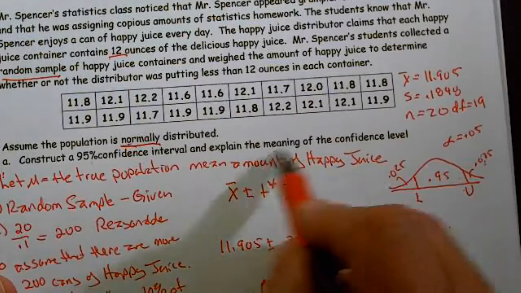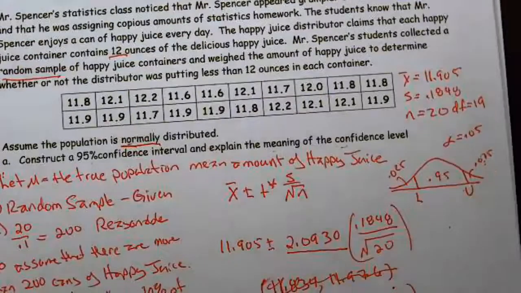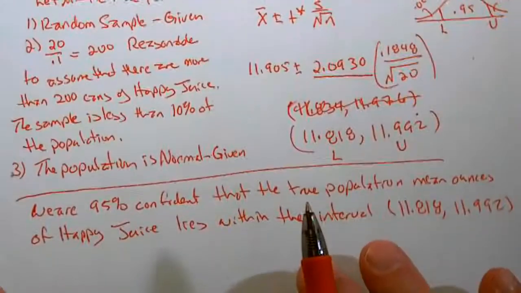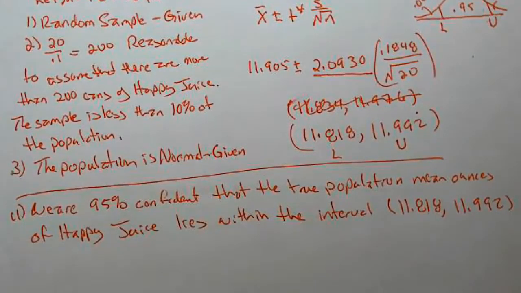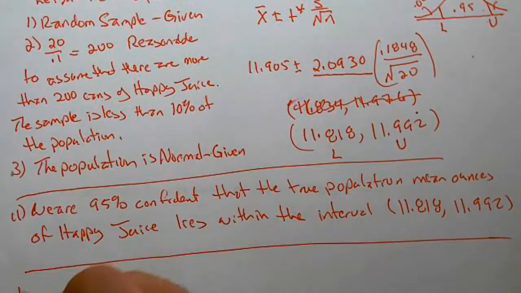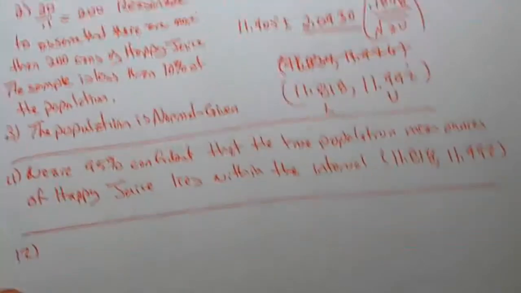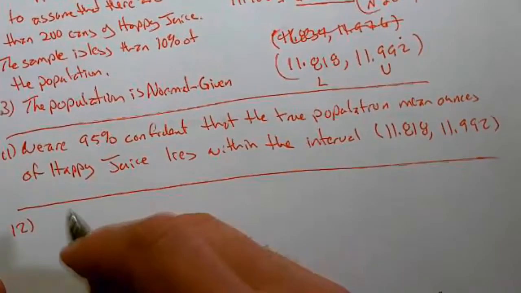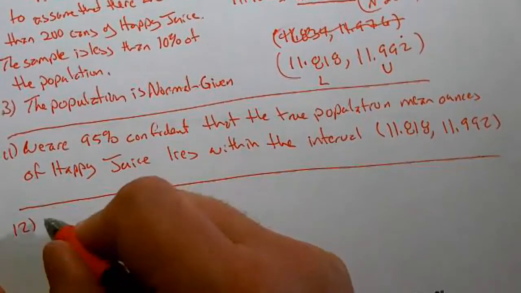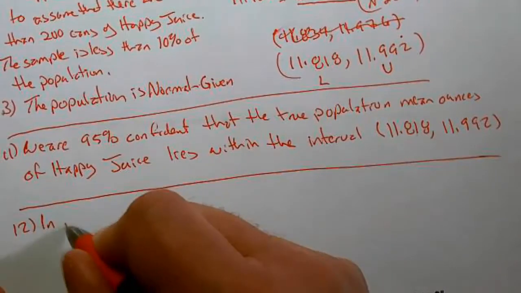It also says explain the meaning of the confidence level. All right, so we have to explain the meaning of the confidence level. So this was number 11. We did, and we always have to do number 11. We never don't get to do that. Here we have to do the confidence level, and that's where we get to talk about how good our design is.